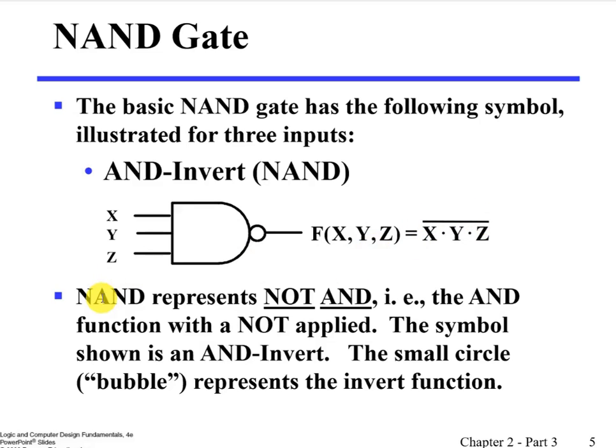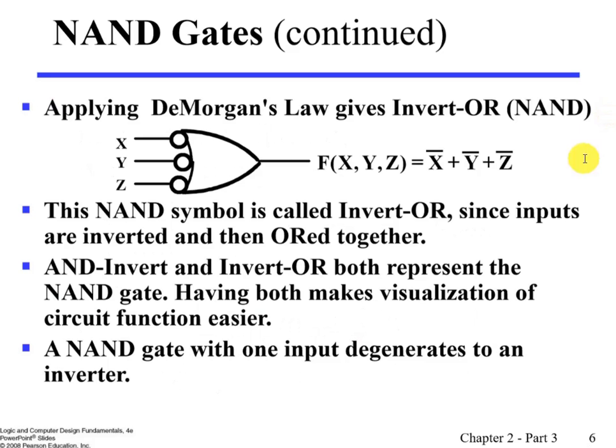So again, NAND represents not AND. The AND function would not apply, as we can see here. If we apply De Morgan's law to the NAND operation we have seen, we'll obtain invert OR, right? Remember, De Morgan's law is like break the line and then change the sign. So we are breaking the line of the inverter and then changing the sign from AND to OR operation.